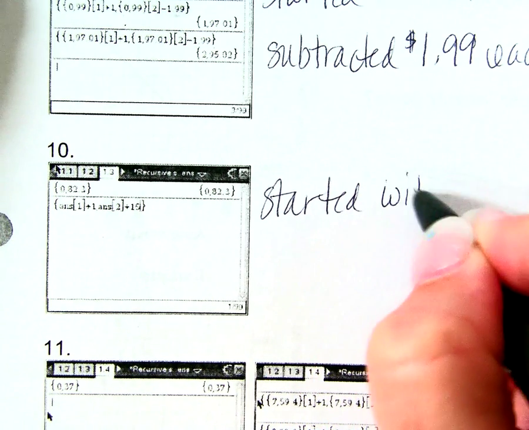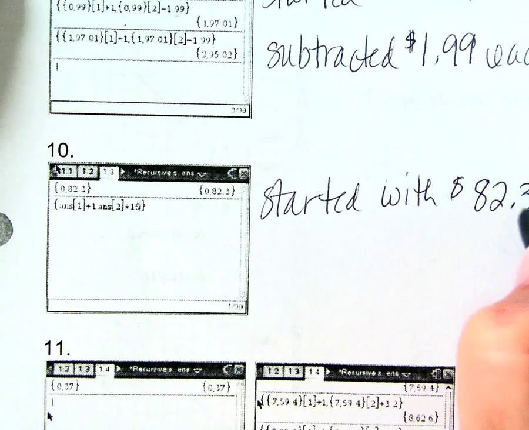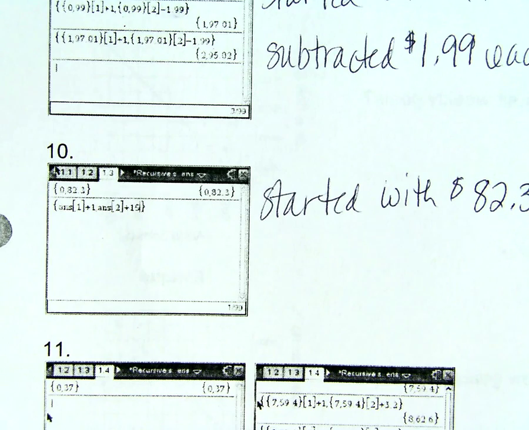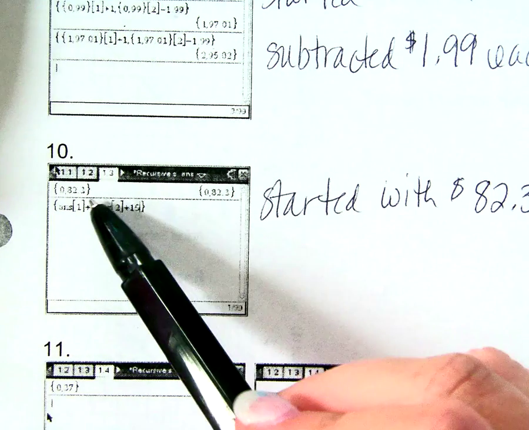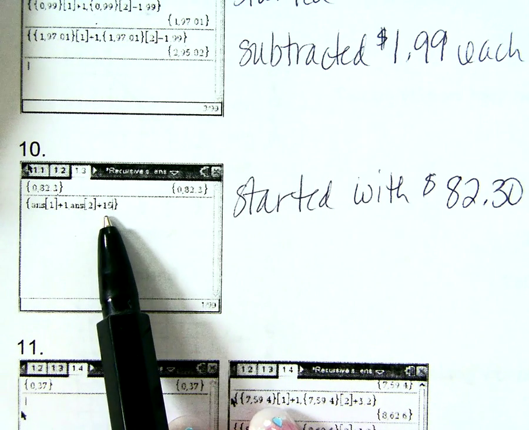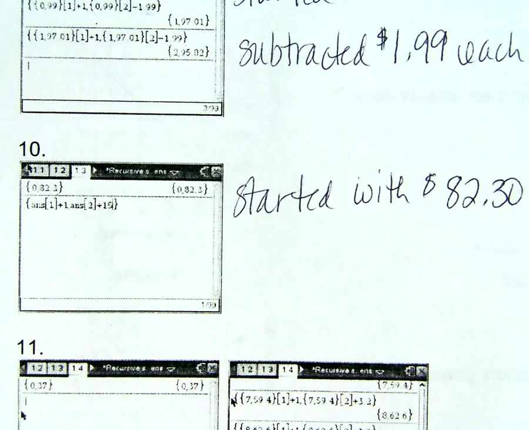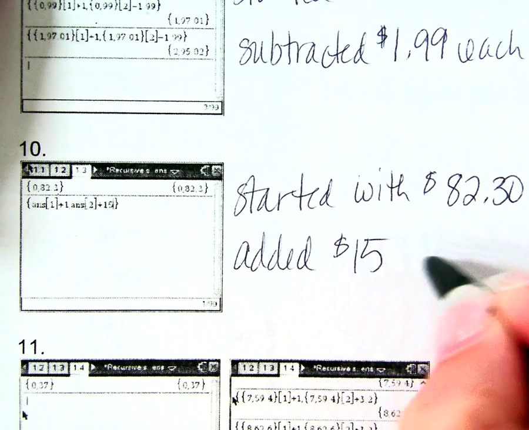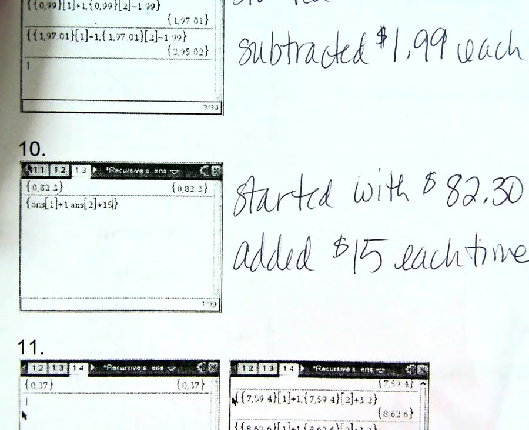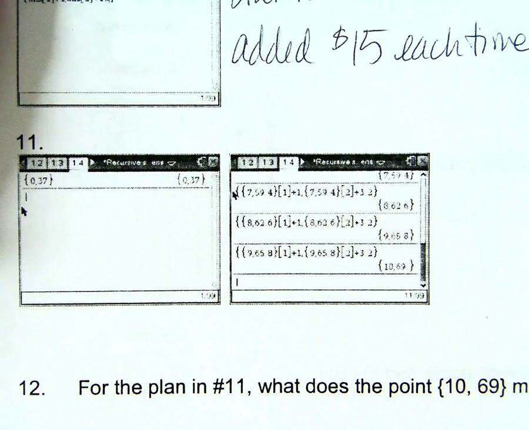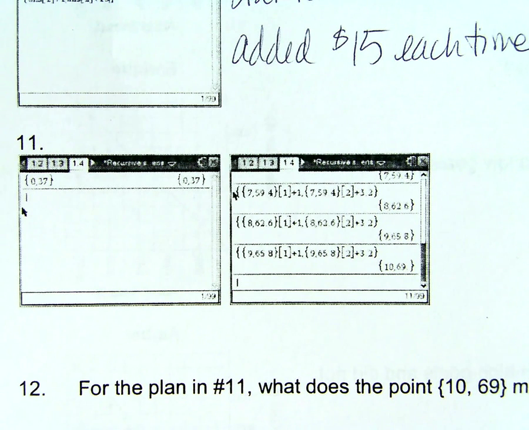Started with, what, 82.30? Is that what you said? It's supposed to be 82.30 is what it's supposed to be. I know it's kind of hard to read right here, but it is 82.30. Then what happens? What's happening right there? Added 15 each time. You guys are doing really well on this. I'm very proud of you. Okay? Look at 11.